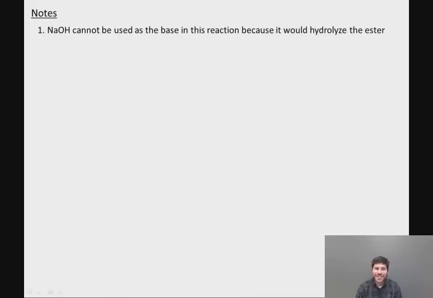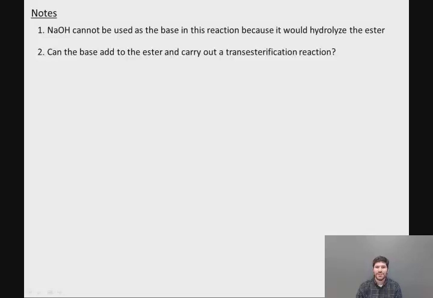And the answer is that if you were to use sodium hydroxide as a base, you have already learned a reaction of esters with sodium hydroxide. It is called hydrolysis. It is a rapid and irreversible reaction, and that's going to, of course, take precedence over the Claisen condensation.